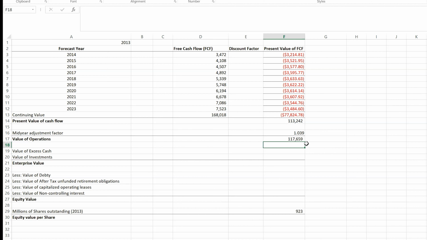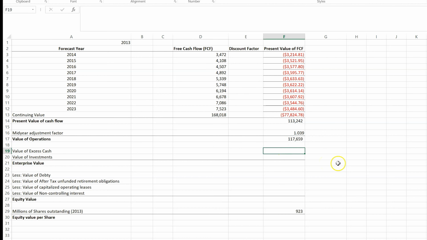It has to do with the fact that we assume that UPS's cash flows do not occur evenly throughout the year. And because of when they report their cash flows, we want to adjust those cash flows so that they are more accurately representing the present value. It's not hugely important, and we will go into a little more detail about it later. But this is the value of the firm's operations. Okay, so that's what we have done throughout this whole process so far: value the firm's operations.